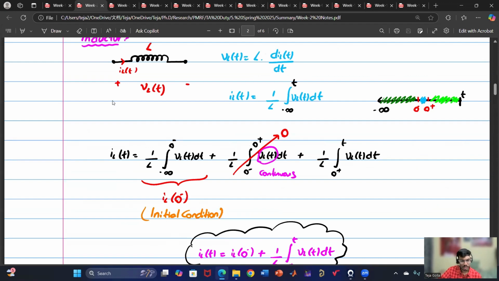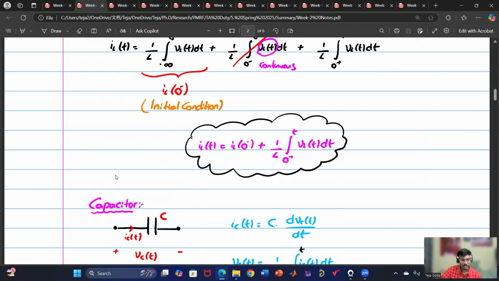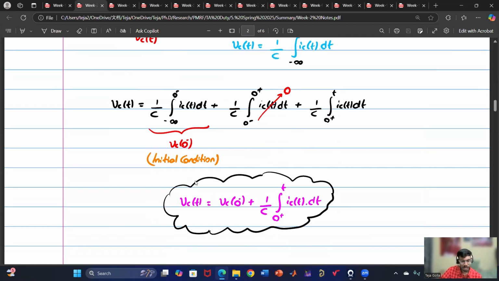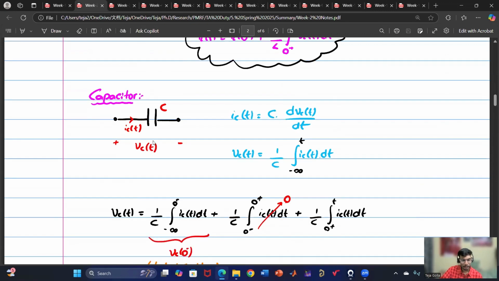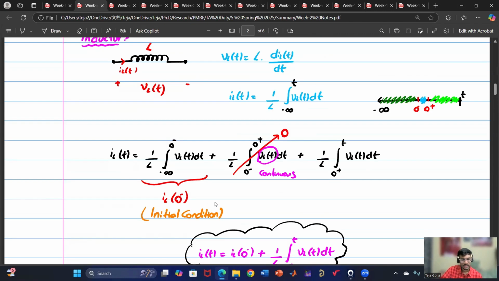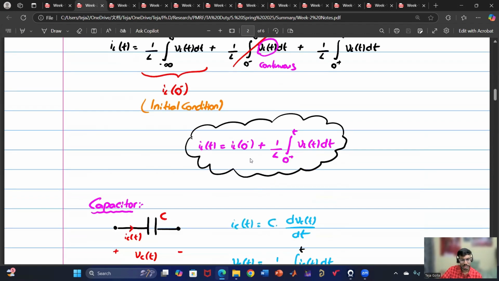Then we have seen the inductor current equation, and it has some initial condition. Similarly, for the capacitor, the initial condition will be on the voltage. So whatever equation we get for the capacitor as a voltage, we get the same as a current in the case of the inductor.